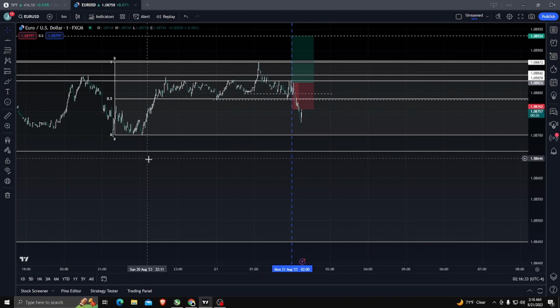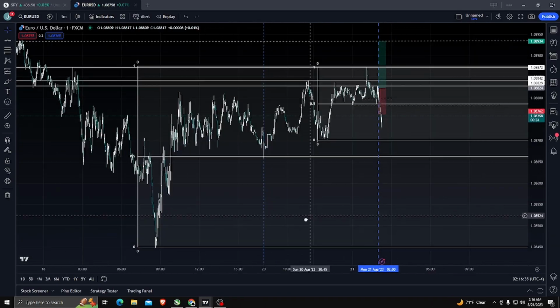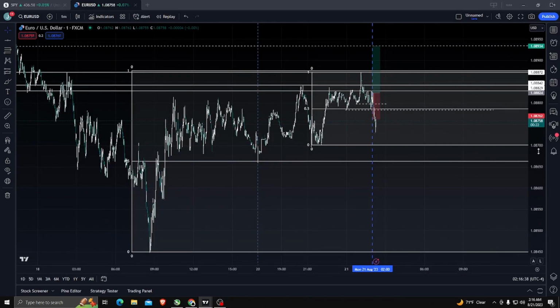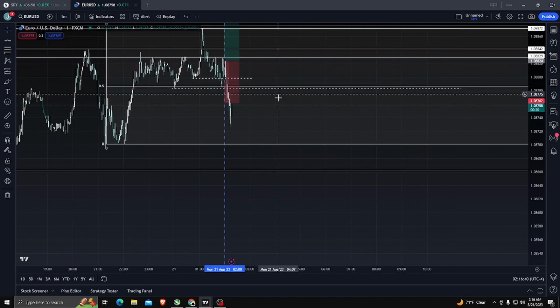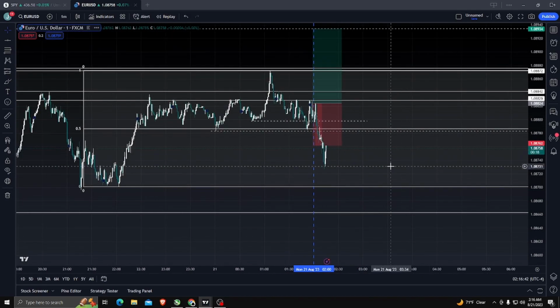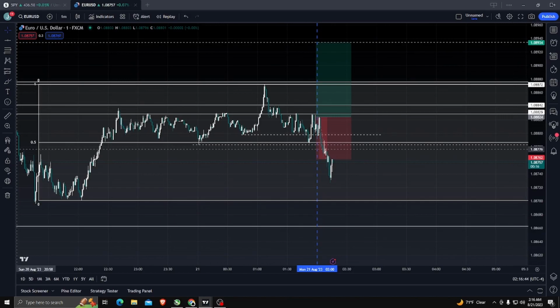I kind of knew where we were going to go, but I just decided to ignore the fact that we were going to go there. We're probably going to go right here. This would have been a really good entry. You could take profit off a fair value gap right here and continue riding it down, but I'm not going to do that because that would be breaking my rules, which is one trade per session, and then that's it.